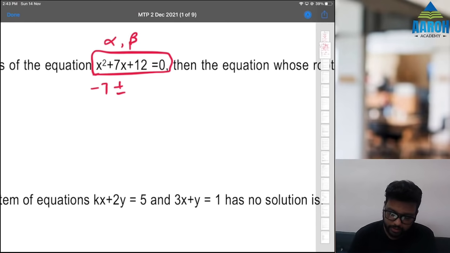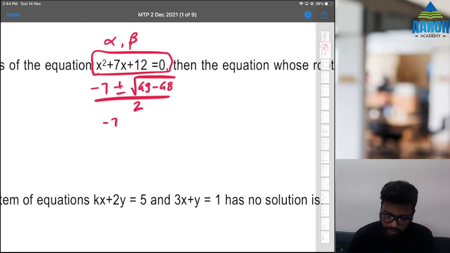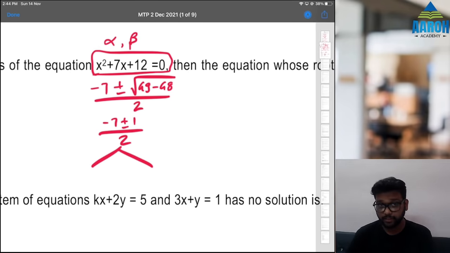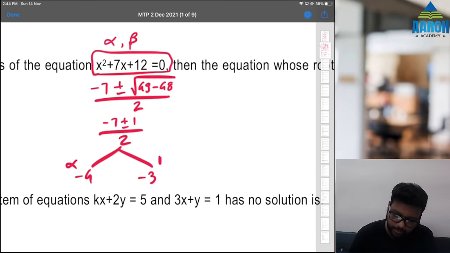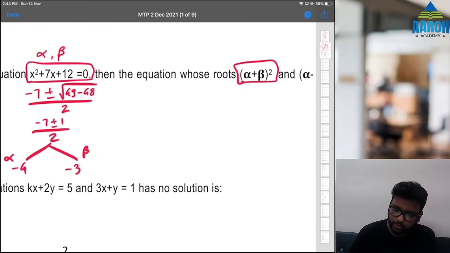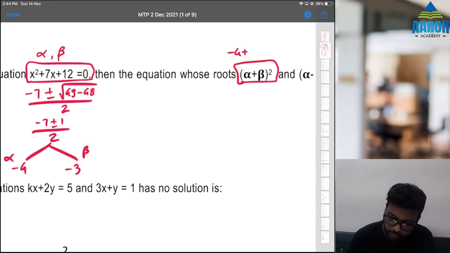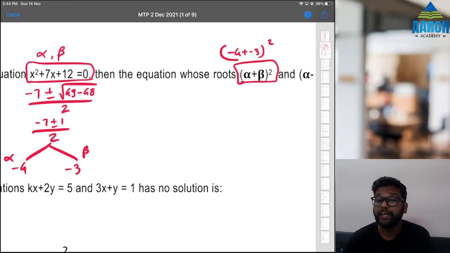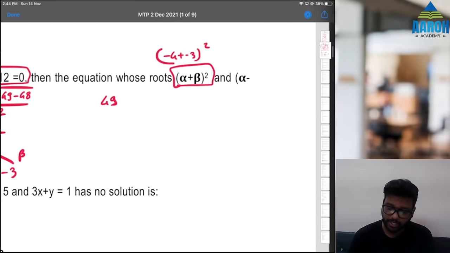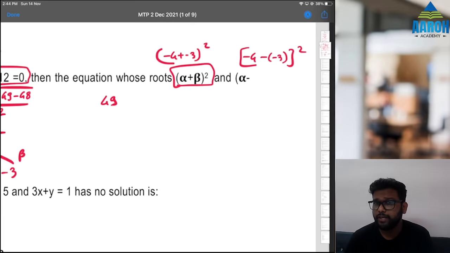Minus b plus minus square root of b square minus 4ac upon 2a. So the answer is going to be minus 7 plus minus 1 by 2. So two answers of this equation are minus 7 minus 1, that is minus 8 by 2, so minus 4, and minus 6 by 2, that is minus 3. This is alpha, this is beta. Easy. Now we want equations whose roots are alpha plus beta bracket square. That means minus 4 plus minus 3 bracket square. That is minus 7 square, so 49. And alpha minus beta bracket square, that is minus 4 minus minus 3 bracket square. That is minus 1 square, so 1.